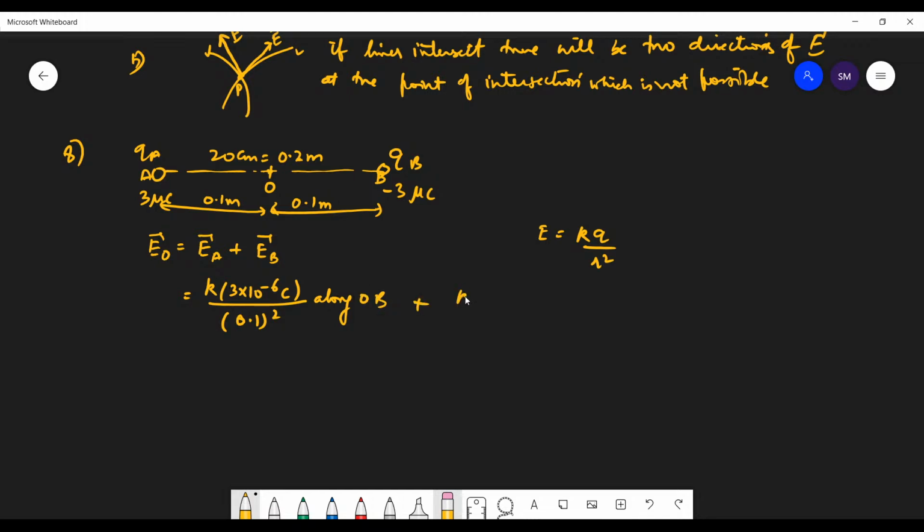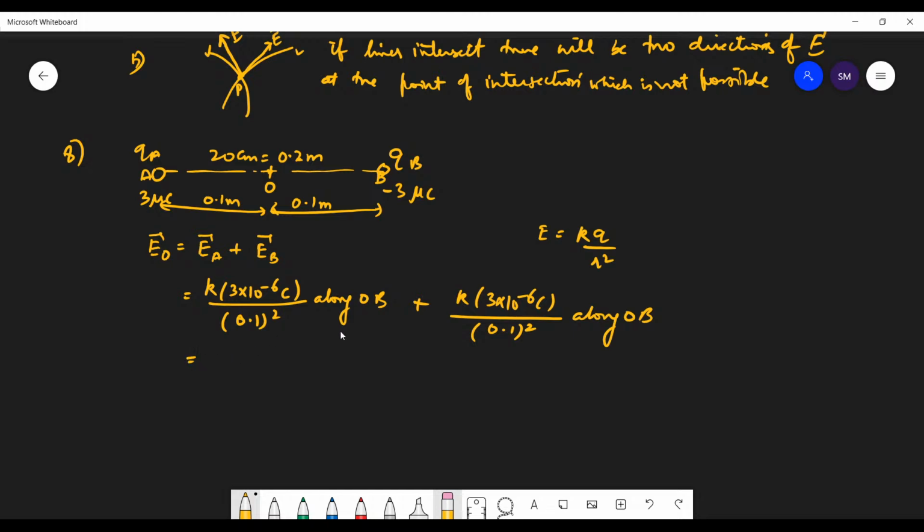Plus for EB, this is the same magnitude, 3 into 10 to the power minus 6 Coulomb divided by 0.1 meters squared. If you are writing Coulomb here, you can write meters, but you need not even write the units. So what is it along? If you put plus 1 Coulomb, obviously this will be attracted towards this. Here, due to QA, due to plus 3, it will be repelled, so along OB, but here there is a minus sign, so it will be attracted. Field lines are towards the negative charge, and away from the positive charge. So in both cases, it is along OB only.